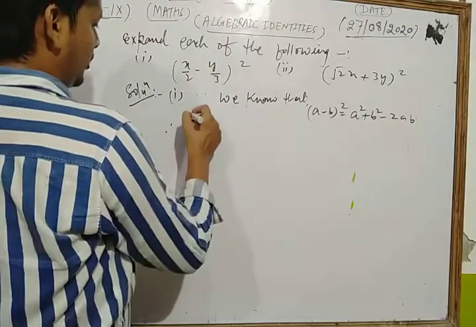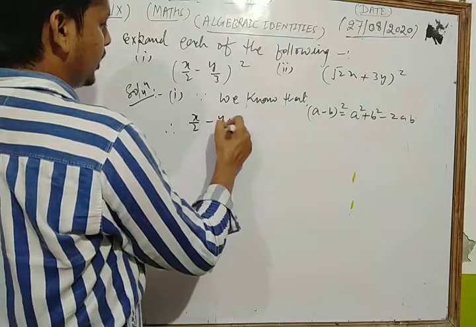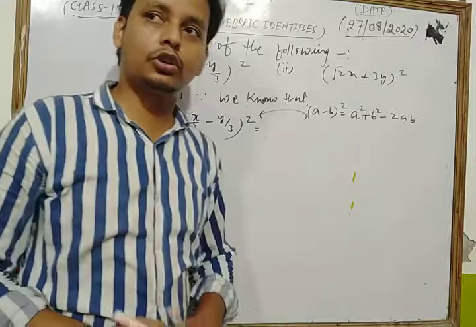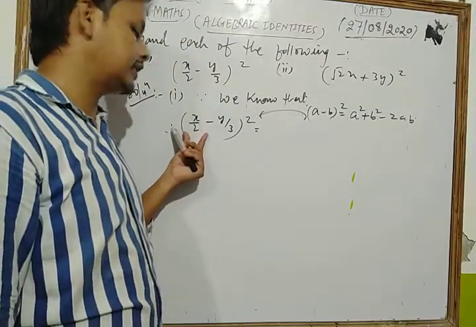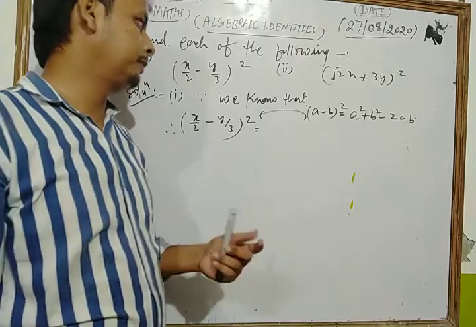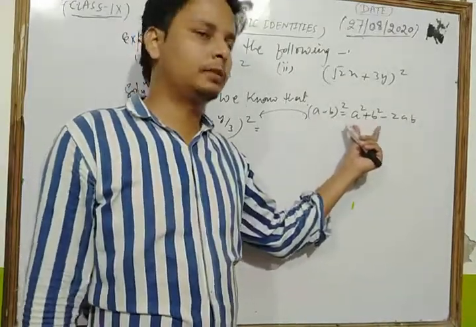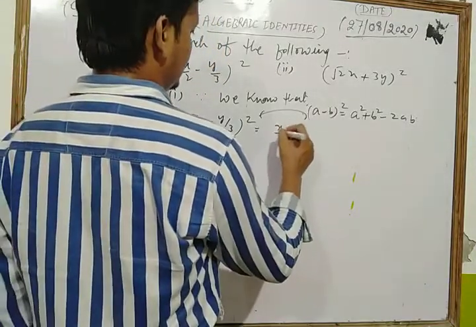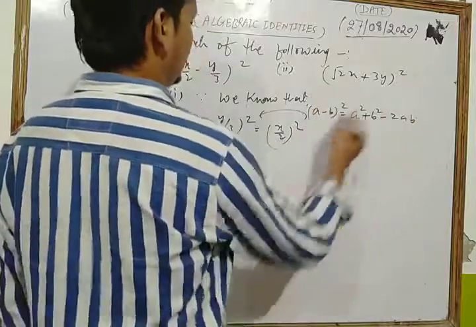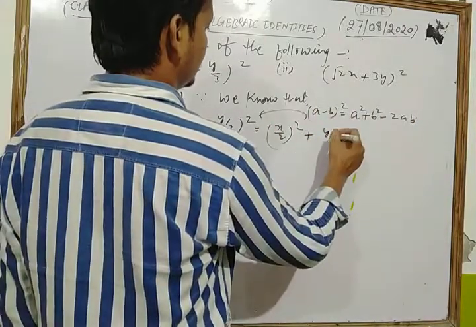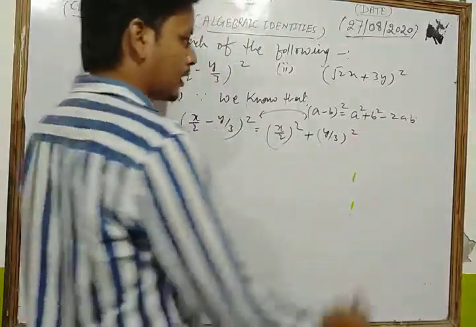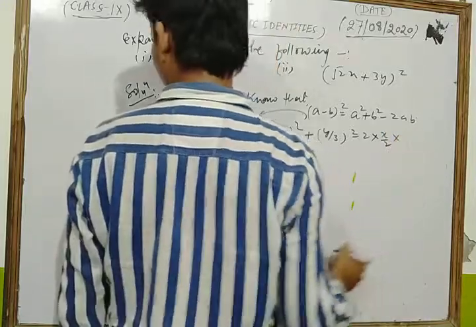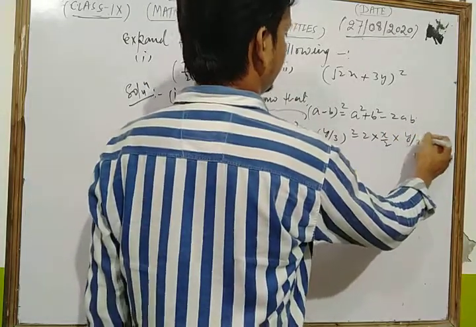Now we expand (x upon 2 minus y upon 3) whole square based on this identity. Here a is x by 2 and b is y by 3. We know that (a minus b) whole square is equal to a square plus b square minus 2ab. So here a square means (x by 2) square, b square means (y by 3) whole square, minus 2 into ab, a means x by 2 into b means y by 3.